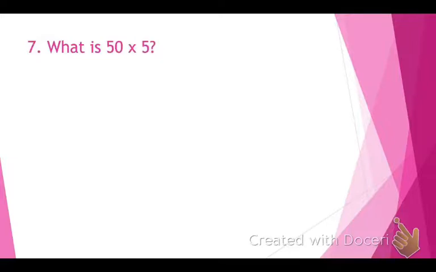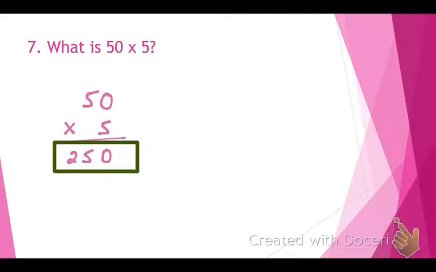That's stupid. All right, so listen, on the MAPS test, there will be some questions where there are no calculators, so you've got to multiply it out. 0 times 5 is? 0. 5 times 5 is? 25. 25, so the correct answer is 250.